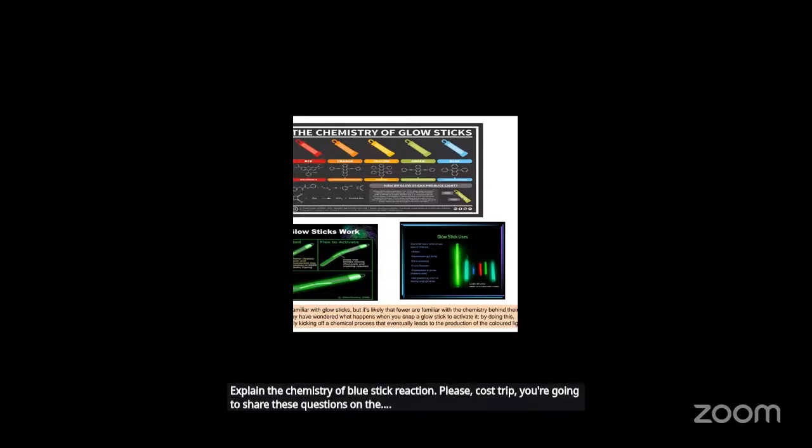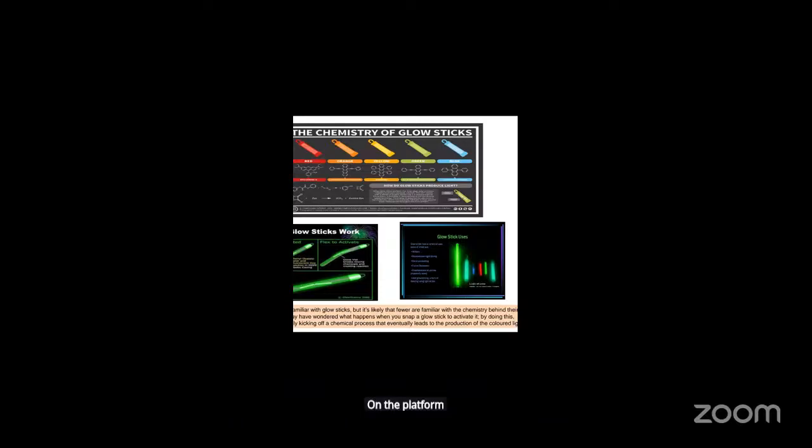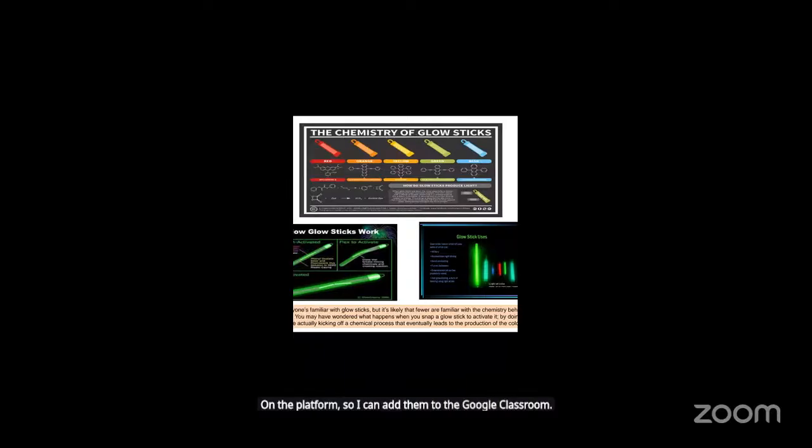Number 4. Explain the chemistry of glow stick reaction. Please, Cosrep, you are going to share these questions on the platform so I can add them to the Google Classroom. Okay, and last on this.